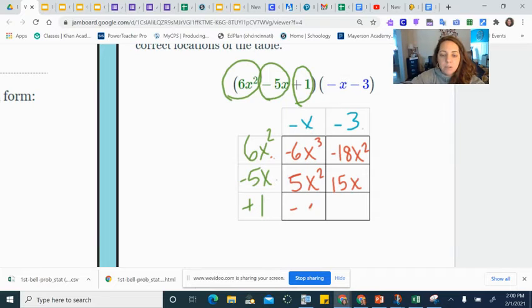Negative x, positive 1, negative 3 times 1. And then we're going to combine any like terms that we can, okay? And the cool thing about the box is you'll notice what we did was we took 6x squared and multiplied it by both of these. 6x squared times both of these. We took negative 5x and we multiplied it by both of these, right? All we're doing is distributing. It's just a nice little neat way to keep it all organized.